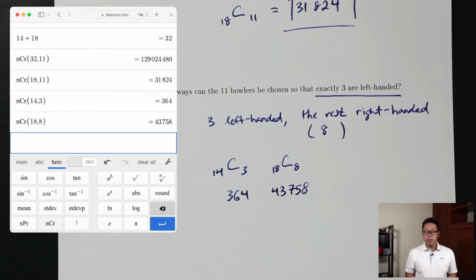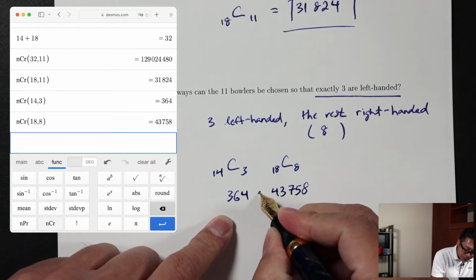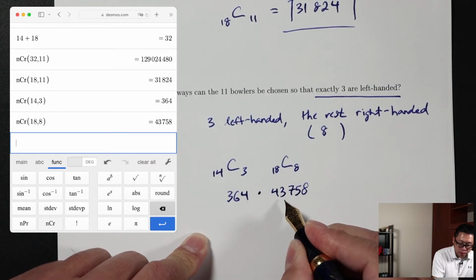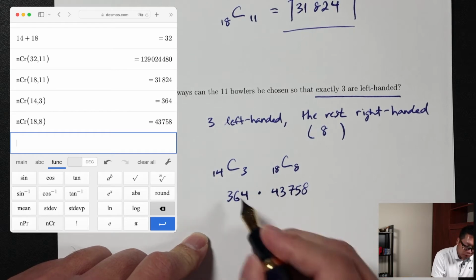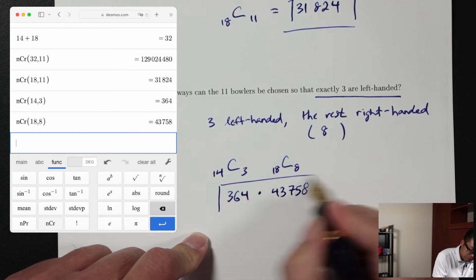Okay, and the way you're going to enter this is 364 times 43,758. So don't forget the multiplication in the middle.